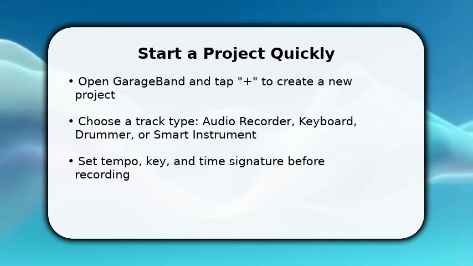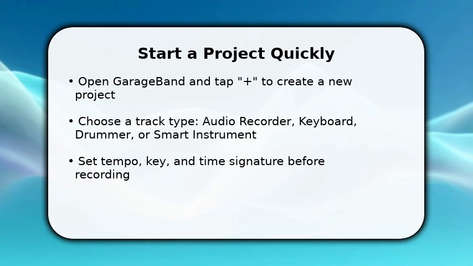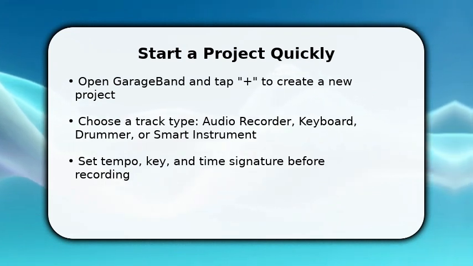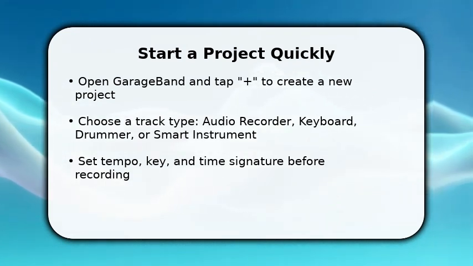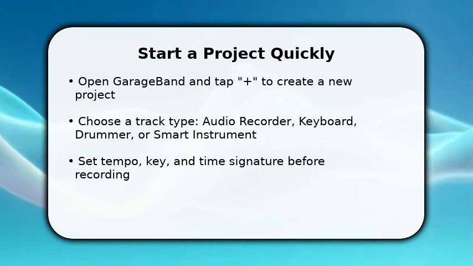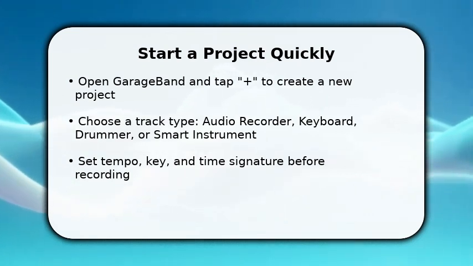You begin by launching GarageBand and creating a new song. Choose a track that fits your idea so you can capture momentum. Tap plus, then pick keyboard, drummer, audio recorder, or a smart instrument. Each offers immediate playable sound.